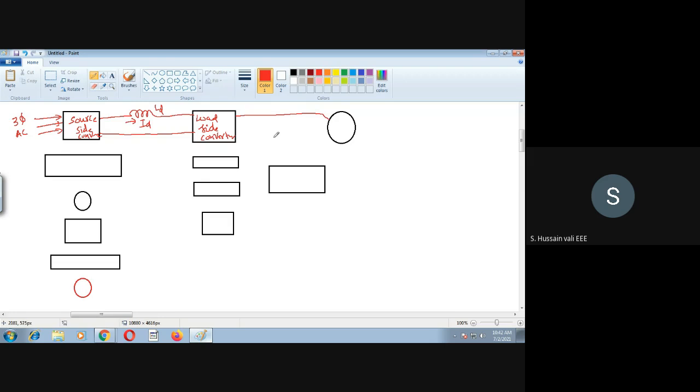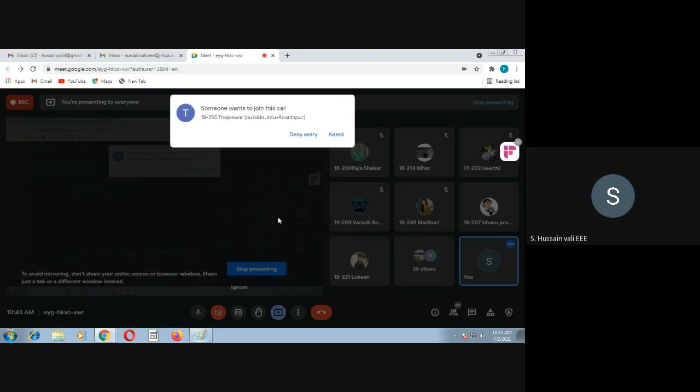Now this load side converter goes directly to the stator, or we cannot say stator here, we should say armature. It goes to the armature of the synchronous motor. So this is your synchronous motor. This is the power circuit.